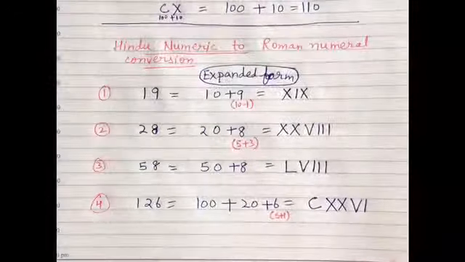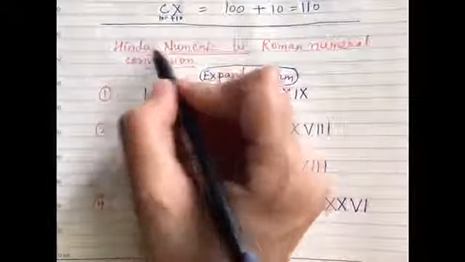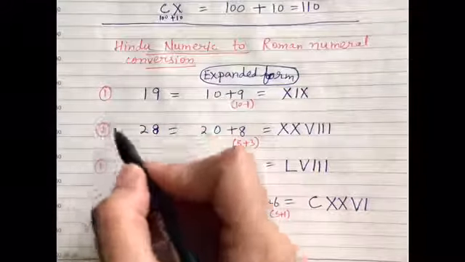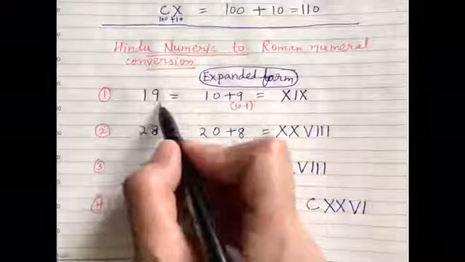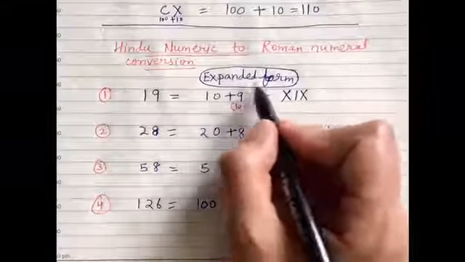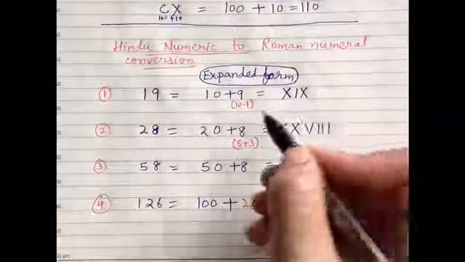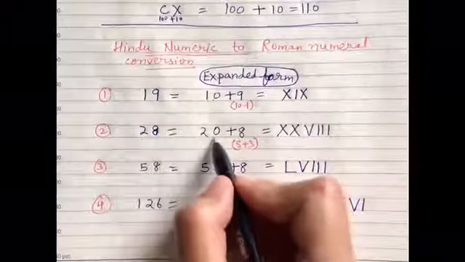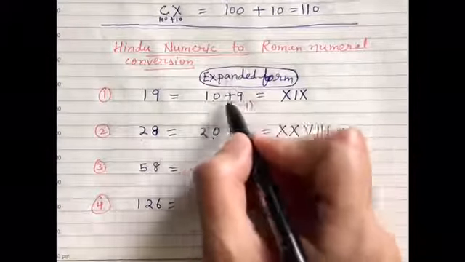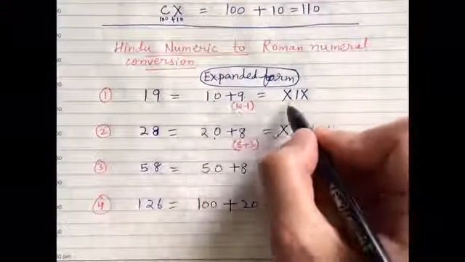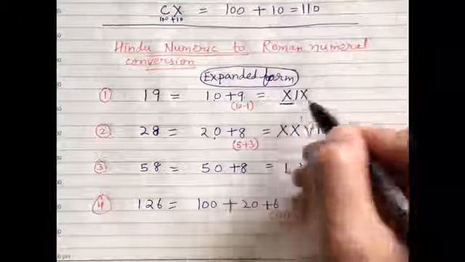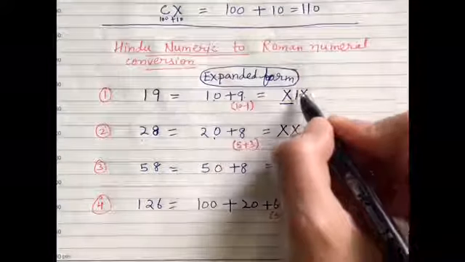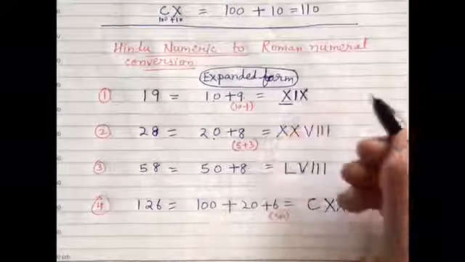Next thing that we are going to do is Hindu-Arabic numeral to Roman numeral conversion. First, we're taking a few examples like 19. The first step will be to write them in expanded form. We have already done it. 10 plus 9, and this is 28, which is 20 plus 8. So 10 plus 9: for 10 we know the symbol. This is X and 9 is 10 minus 1. 10 minus 1 is IX.